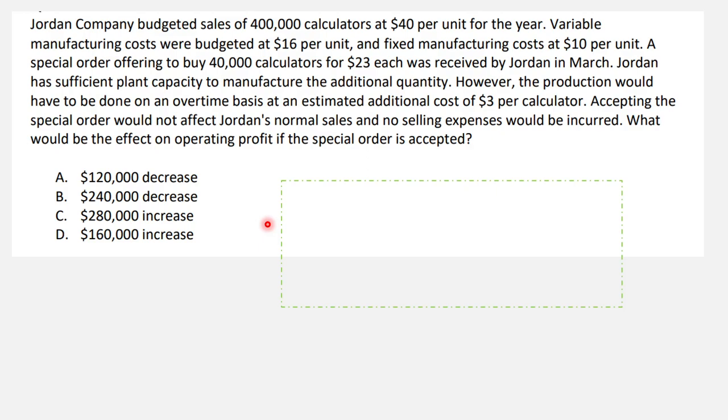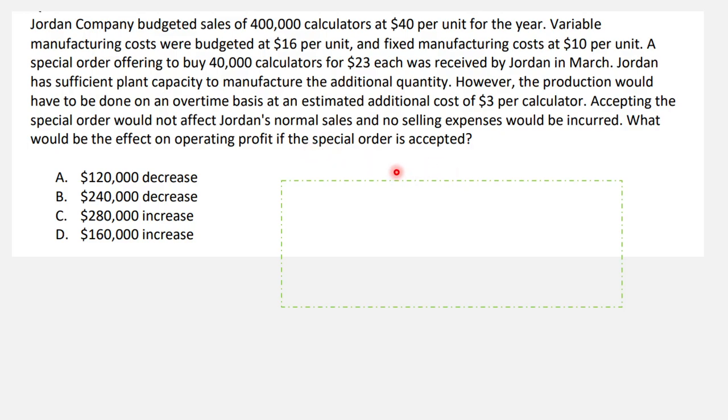Jordan Company budgeted sales of 400,000 calculators, $40 per unit for the year. Variable manufacturing costs were budgeted at $16 per unit. Fixed manufacturing cost at $10 per unit. A special order offering to buy 40,000 calculators for $23 each was received by Jordan in March. Jordan has sufficient plant capacity to manufacture the additional quantity. However, the production would have to be done on an overtime basis at an estimated additional cost of $3 per calculator. Accepting the special order would not affect Jordan's normal sales. No selling expenses would be incurred. What would be the effect on operating profit if the special order is accepted?